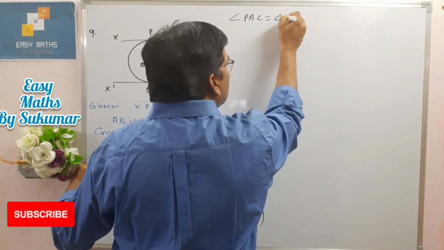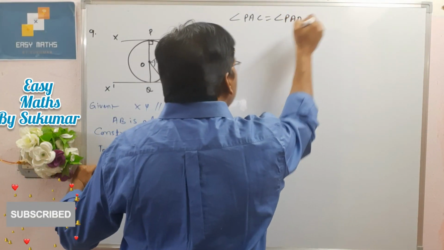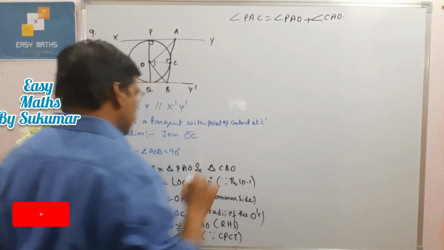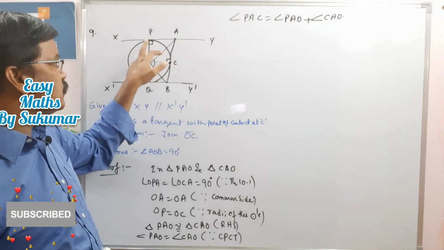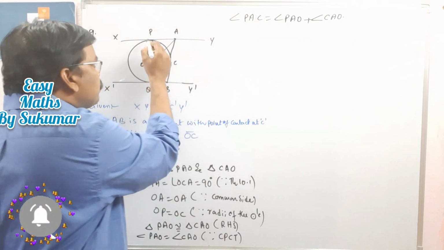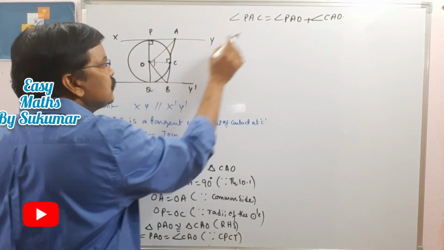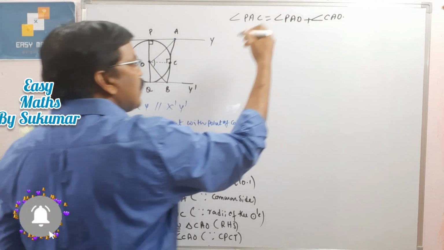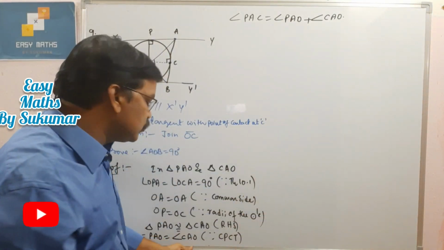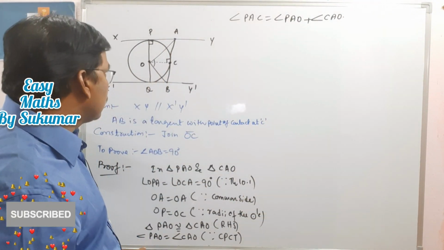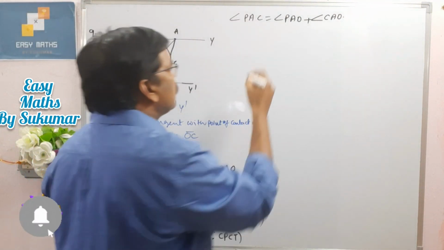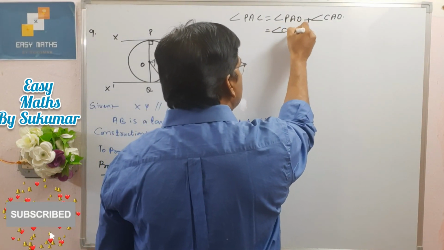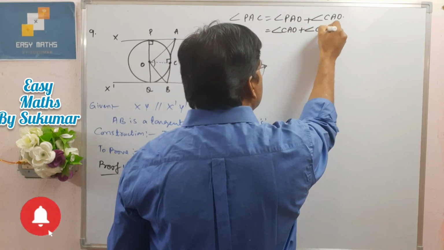This angle is equal to angle PAO plus angle CAO. This is the sum of the two angles, angle PAO and angle CAO. Just observe here, angle PAC is equal to angle PAO plus angle CAO. So what is angle PAO and angle CAO? They both are equal. So angle PAO is equal to angle CAO. That means instead of this angle PAO, we can write angle CAO, again angle CAO.